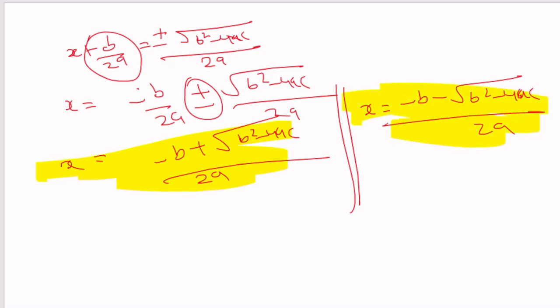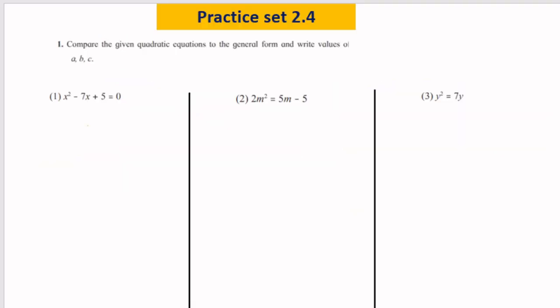Very simple thing, right? So this way, if you forget it also in an exam, suppose it's very critical and you want to score 3 marks, 4 marks, then you can derive this formula in this way. Okay. So let's jump over to practice 2.4. First question number 1 is not related to formula at all. Simply you need to just compare it.